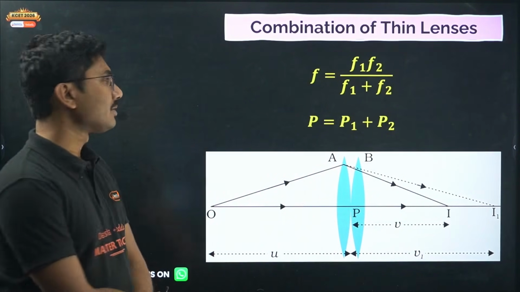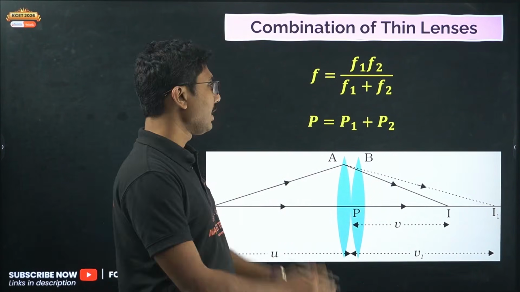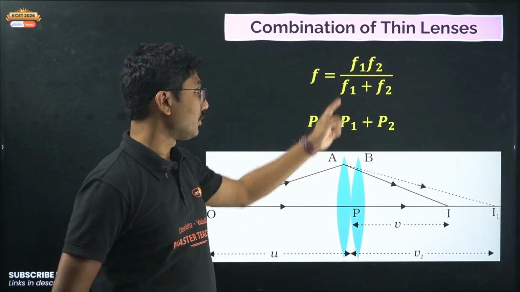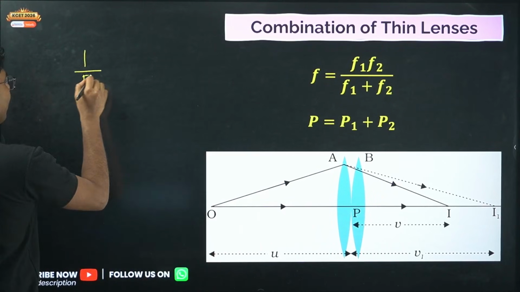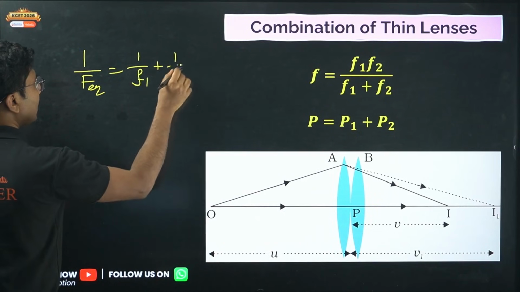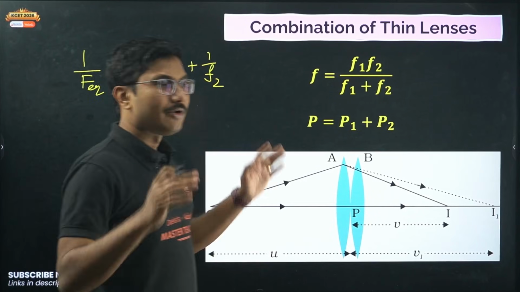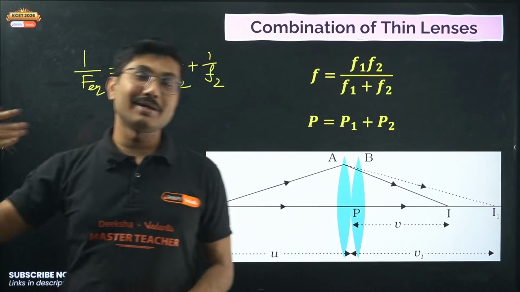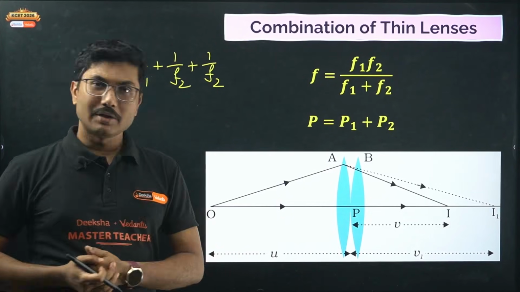Combination of thin lenses. Now if you keep two lenses in contact with each other, very close to each other, then the combination of thin lenses is given by 1 by f equals 1 by f1 plus 1 by f2. In general, 1 by f equivalent is 1 by f1 plus 1 by f2 plus 1 by f3. This is the general formula. If more than one thin lens is in contact, then the equivalent focal length can be calculated similar to the parallel combination of resistances. This is a way to find the equivalent focal length.